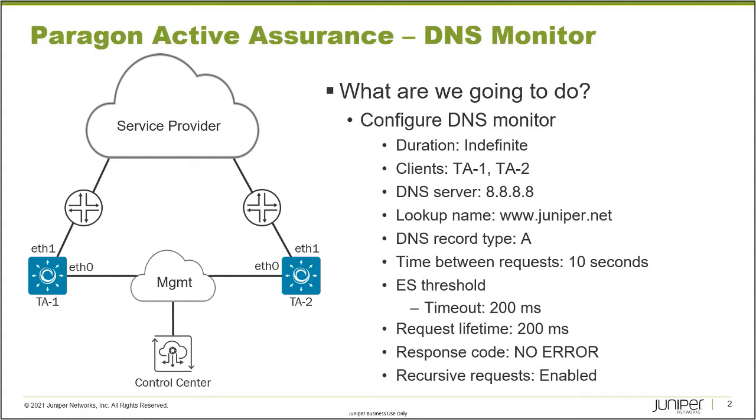And so what that means is if at any point when reaching out to www.juniper.net, it takes more than 200 milliseconds for the response to come back, then we're going to have some error seconds. And so the request lifetime, 200 milliseconds, response code, no error. We're not expecting any sort of errors. Our recursive requests are enabled. So with that, let's go ahead and jump to the control center web interface and get this going.